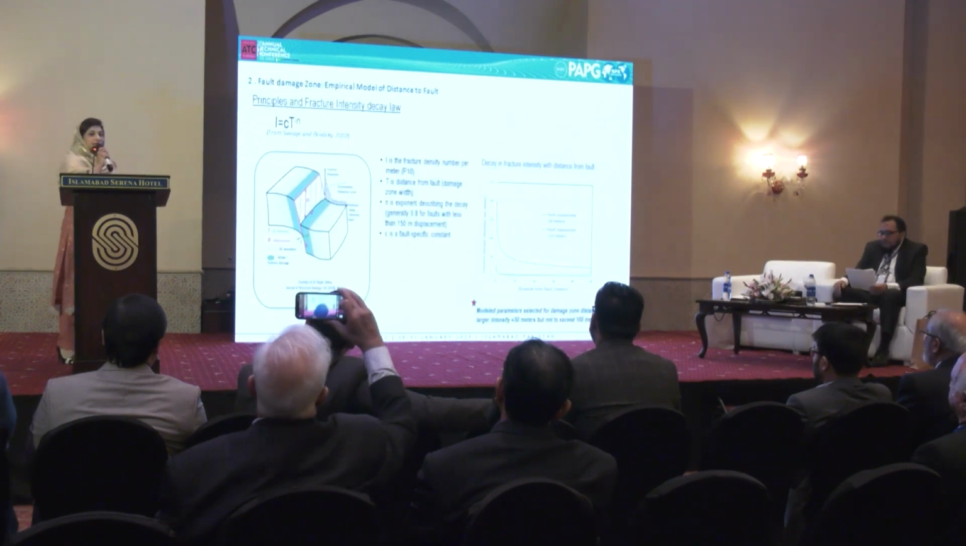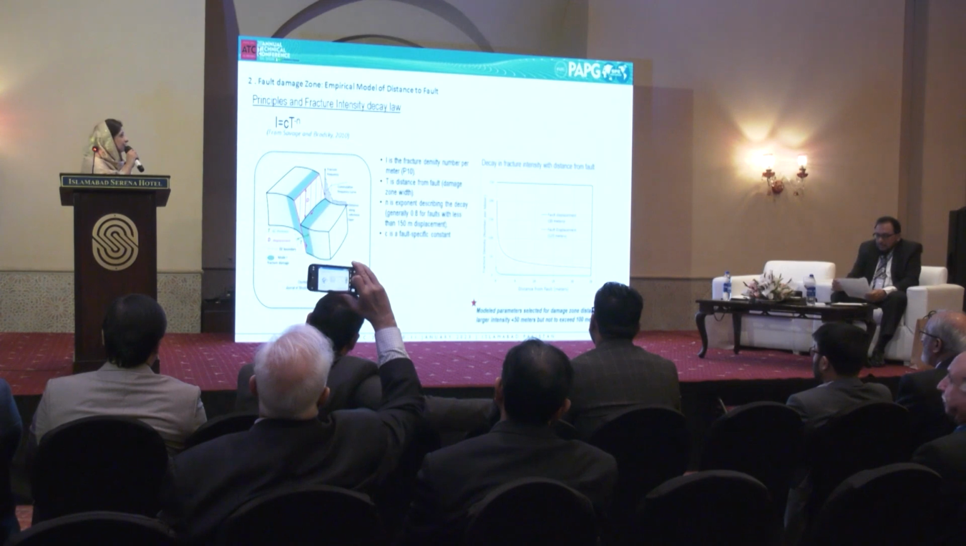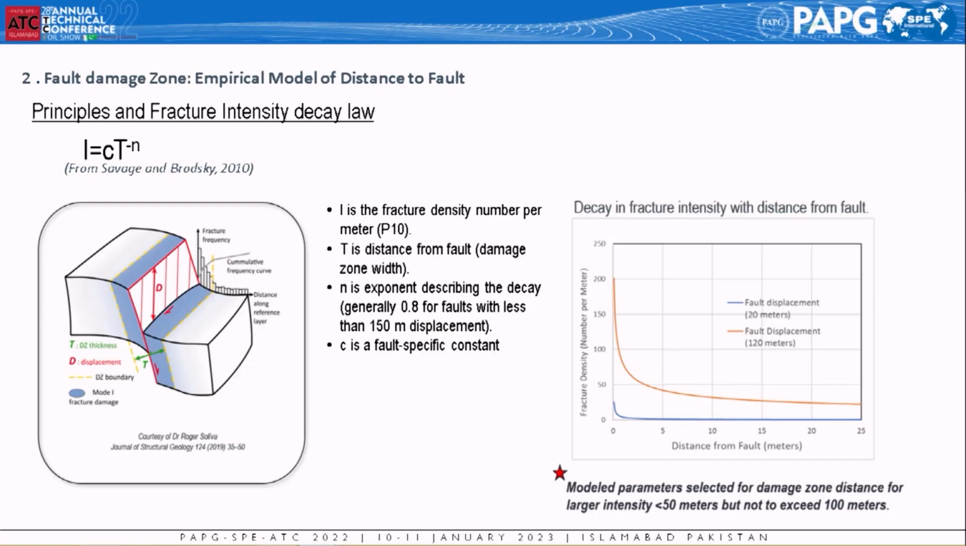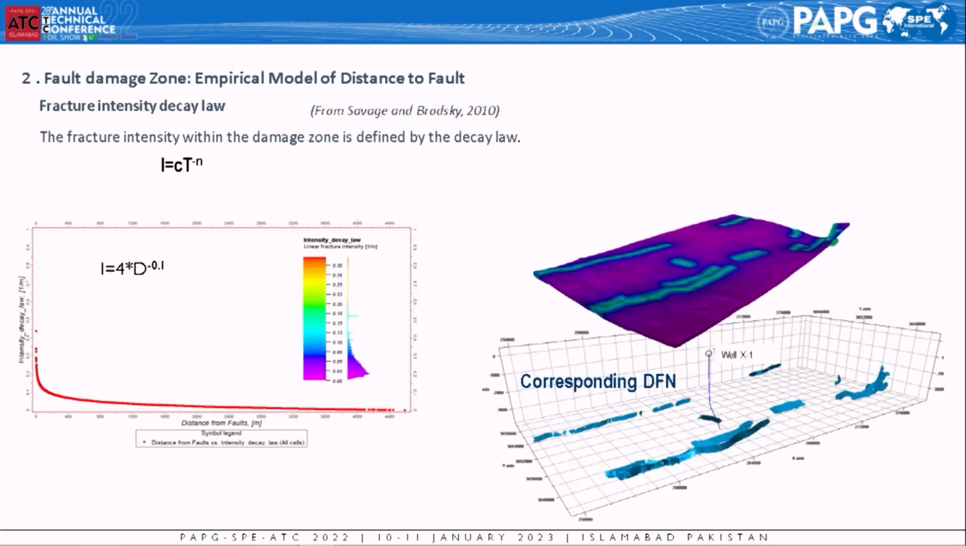The next fracture driver is the fault damage zone, which is based on an empirical formula. This information basically says that along the fault, the fracture intensity is dependent upon the displacement of the fault as well as the distance to the fault damage zone. So on the basis of this, parallel to the fault direction, the fractures were modeled, as you can see in the picture on the right-hand side below.